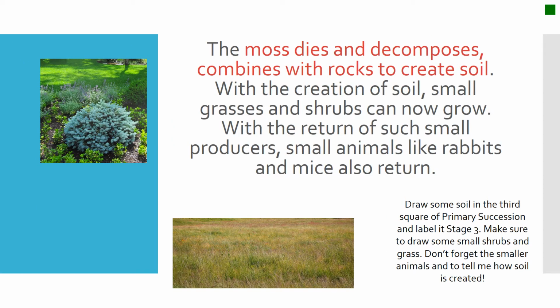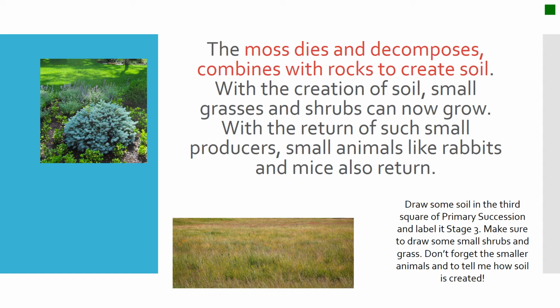Now, the interesting thing is over time, these mosses are going to die. Those pioneer species are going to die off. And as they grow, they're actually going to break up those rocks into smaller pieces. So those lichen and those mosses are growing right on top of the rocks. And over time, as their roots get deeper and deeper into the stone, they're actually going to start to break those rocks apart.